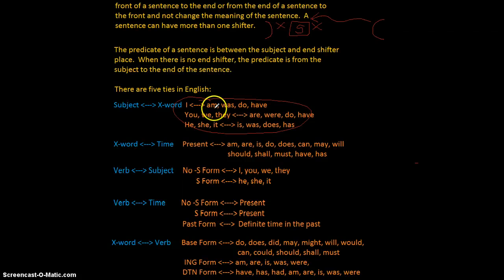It's interesting, these are X-words that actually have more than one form. Am, are, is are 3 forms of the same X-word. Do and does are 2 forms of the same X-word. We'll talk a little bit more about that later.